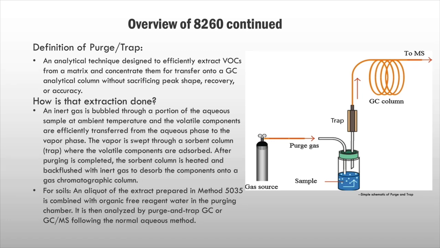a gas chromatographic column. The same process is repeated for soil samples by adding organic-free reagent water to the soil sample and purging it directly in a purge chamber. This is most commonly done by purging the sample vial itself.